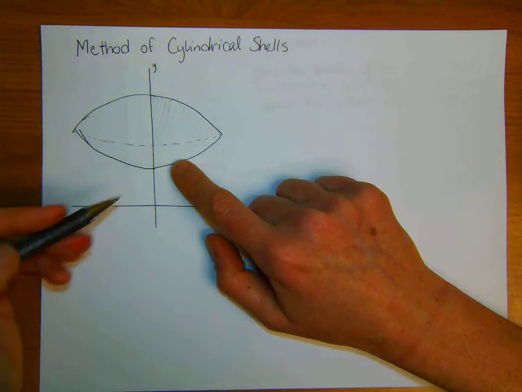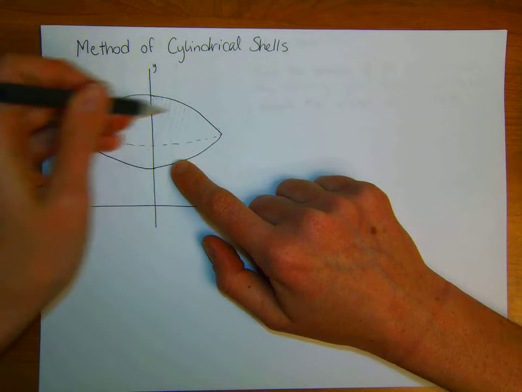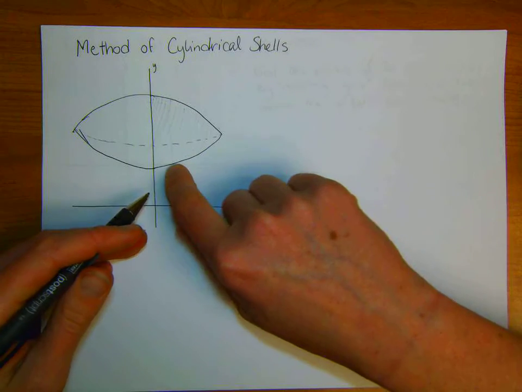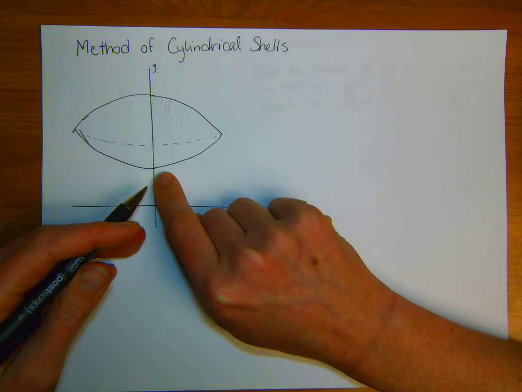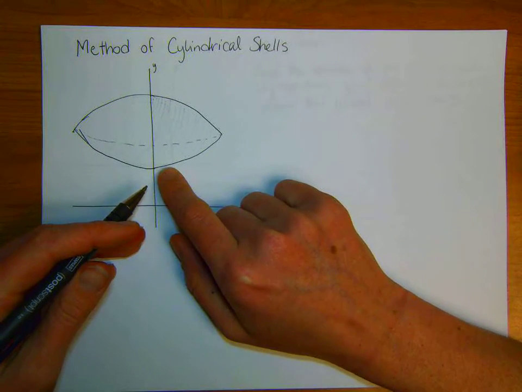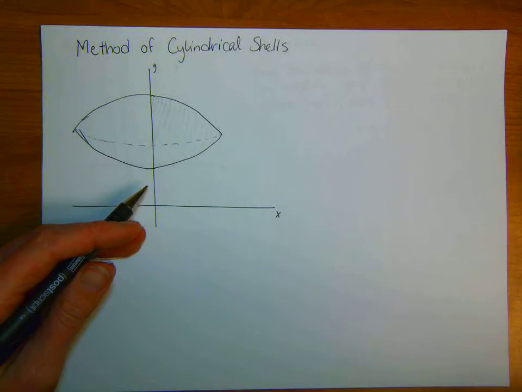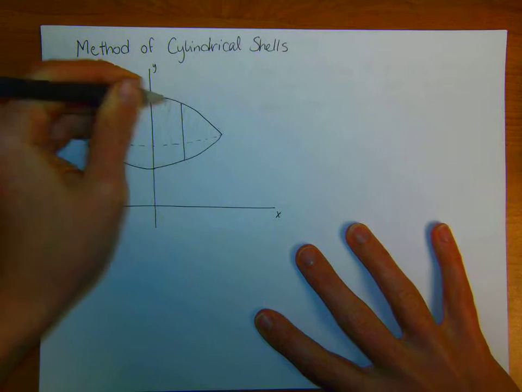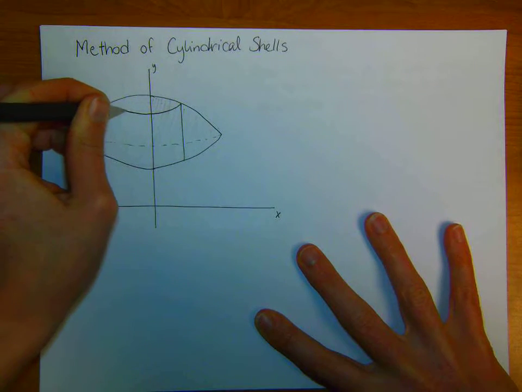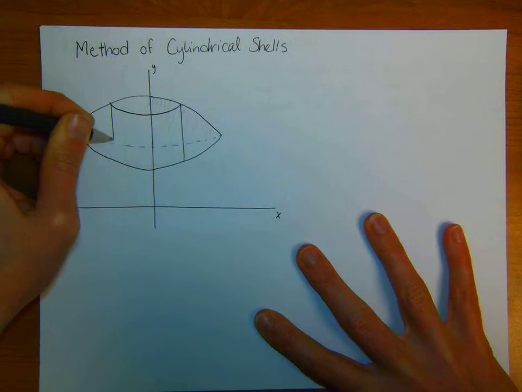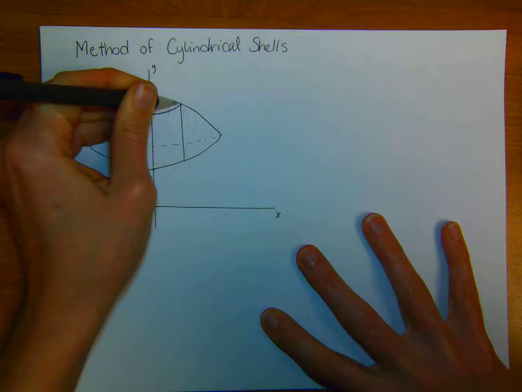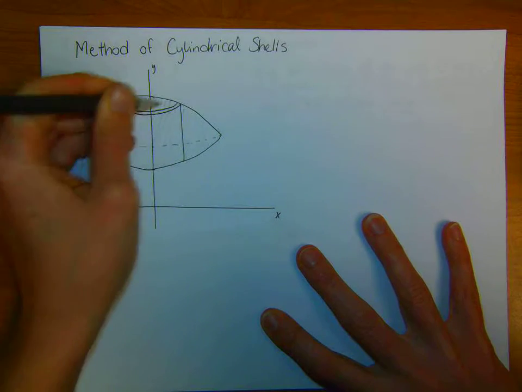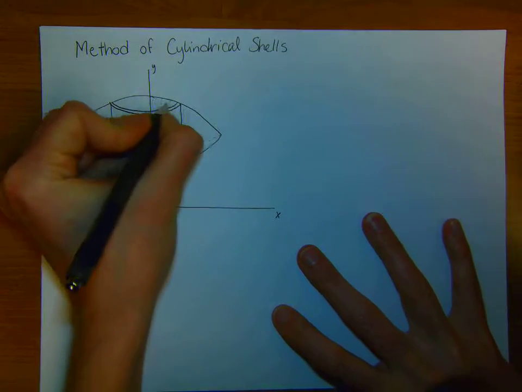I'm going to find the volume, and instead of splitting this up into disks, which is what we did last time, we're going to look at an alternate method. The idea is that I'm going to split this up into a bunch of shells. Well, what do I mean by a shell? Sort of like stacking measuring cups, I'm going to fit in this a bunch of cylindrical regions that nest inside one another.